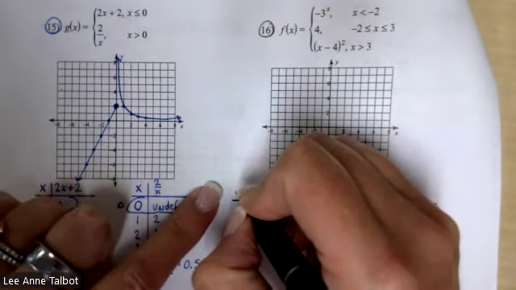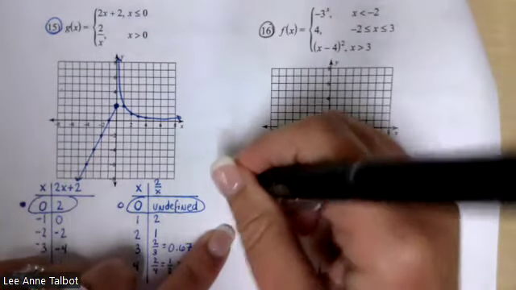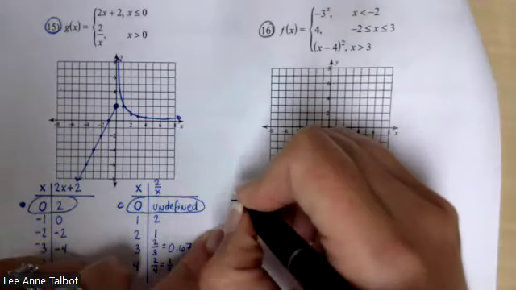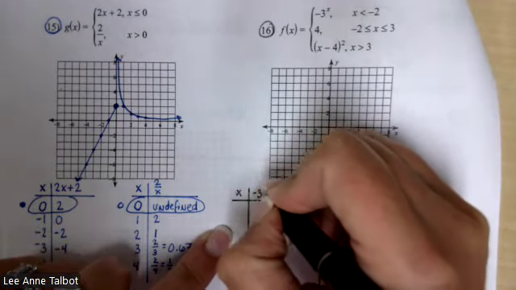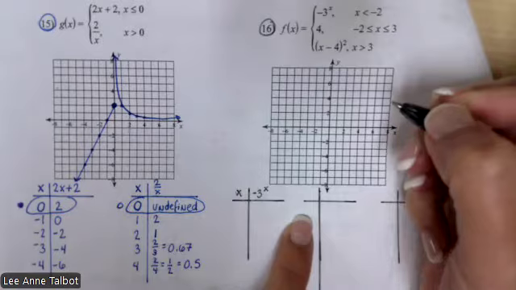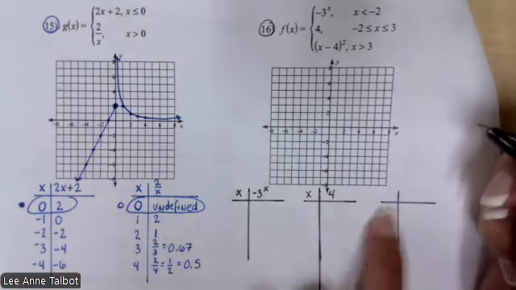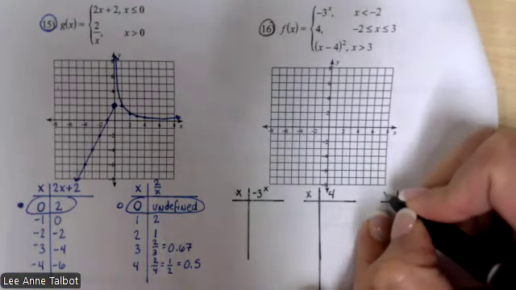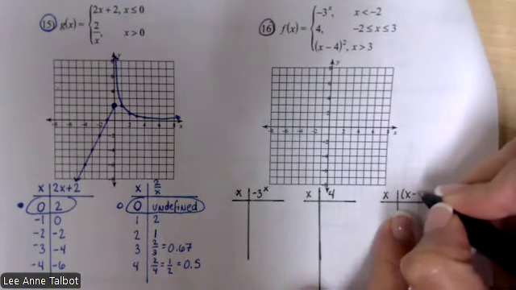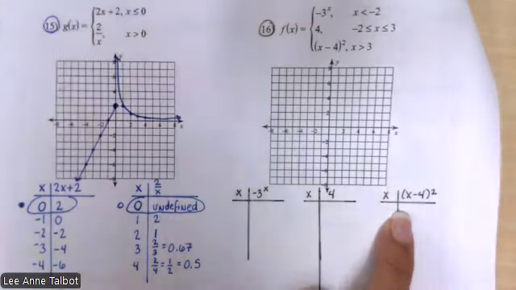And this one is going to be x and negative 3 to the x. This one's going to be x and 4. And this one is going to be x and x minus 4 squared.